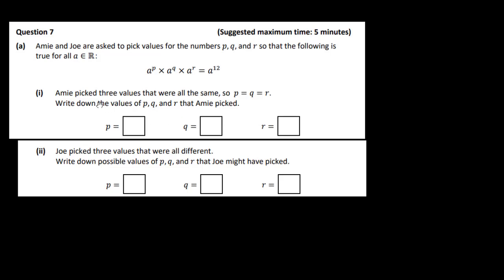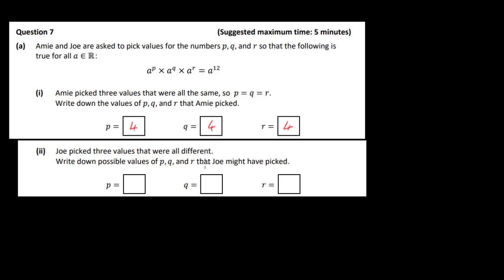So Amy picks 3 values that were all the same, so that p, q, and r have to be the same. Write down the values of p, q, and r that Amy has picked. Well, it has to be 4, 4, and 4. 3 fours will give us 12 when we add them. Perfect. Joe picked 3 values that were all different. Write down possible values for p, q, and r that Joe might have picked.